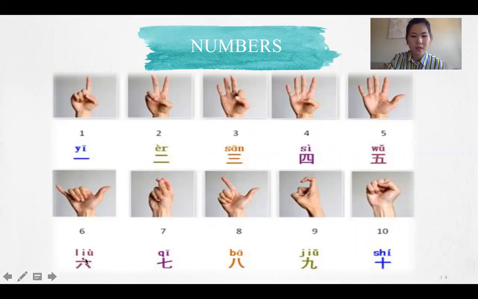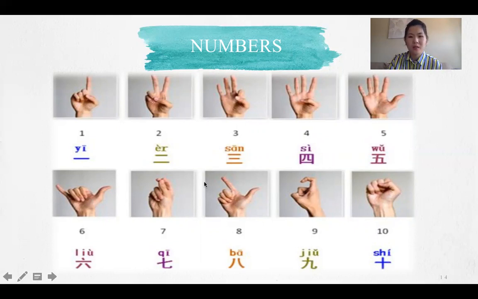And this one, 6. The U, remember we just talked about it? It's E-O with O in the middle. 6. 7, 8, 9, 10. Okay, so you can see the picture, right?